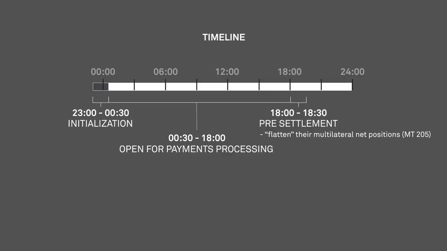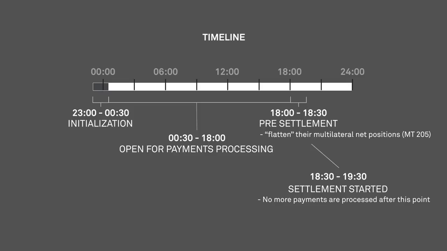The FIs will trade in the overnight markets later to cover the amounts they owe each other. Even though they can borrow funds from the Bank of Canada overnight or let the bank hold excess funds on deposit, they will typically find a better rate in the market. At 6:30 p.m., the CPA changes the cycle state to settlement started. No more payments are processed after this point.